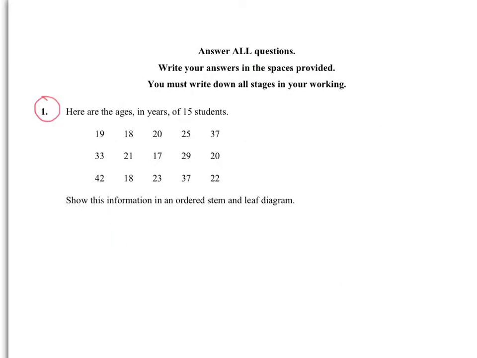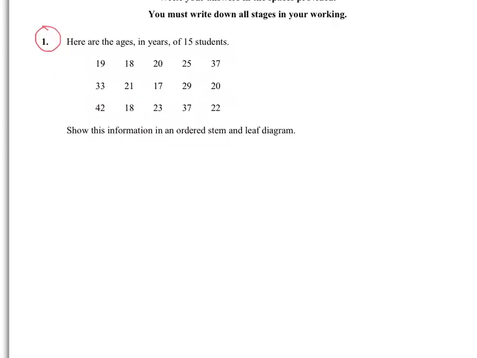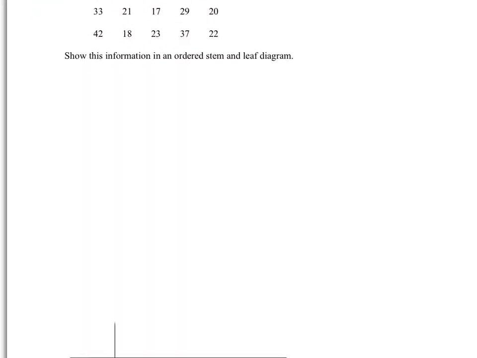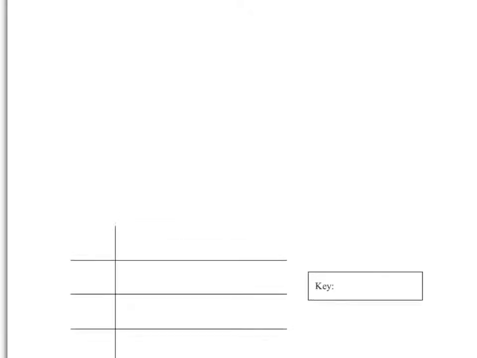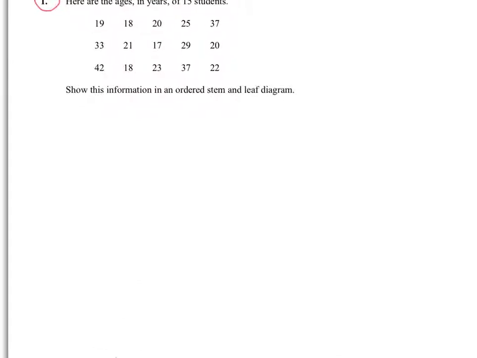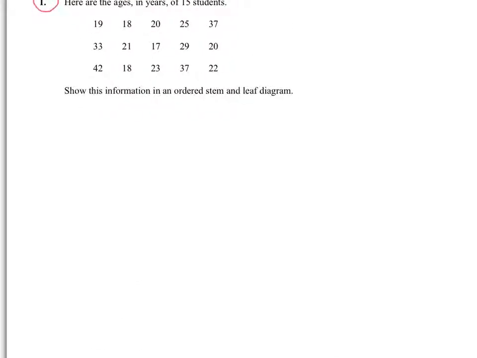So this first one is asking you to draw this information in a stem and leaf diagram. Now there's a nice big gap, and then there's a stem and leaf diagram table for you at the bottom of the page. The idea there is to make sure, as with most stem and leaf diagrams, draw it out twice. And what I mean by that is like this.